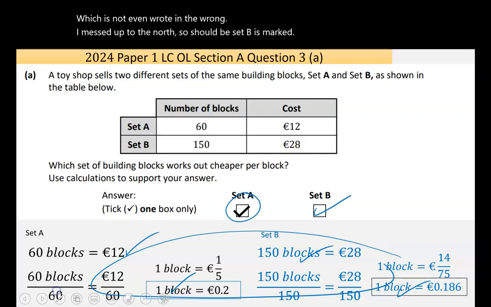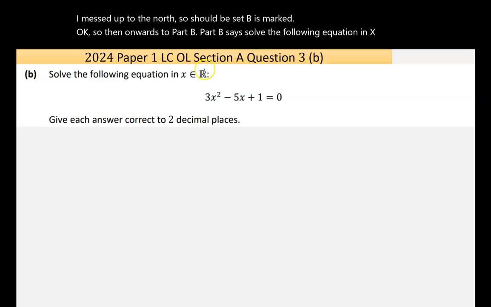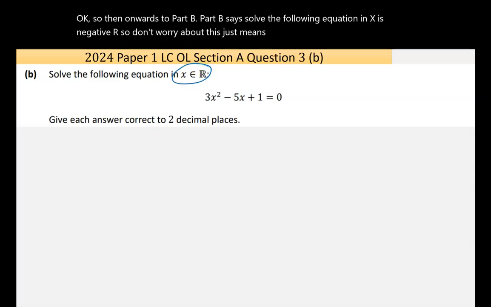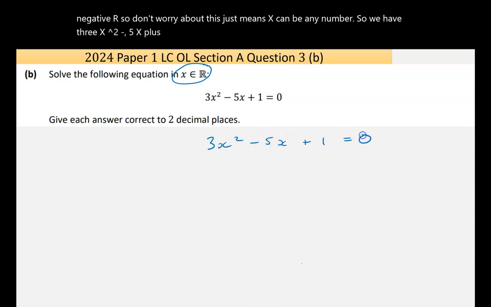Okay, so then onwards to part B. Part B says solve the following equation, x is an element of R. So don't worry about this, it just means x can be any number. So we have 3x squared minus 5x plus 1 is equal to 0.